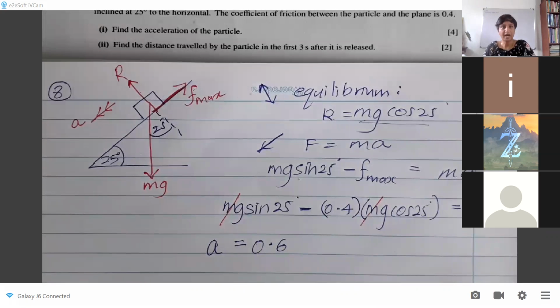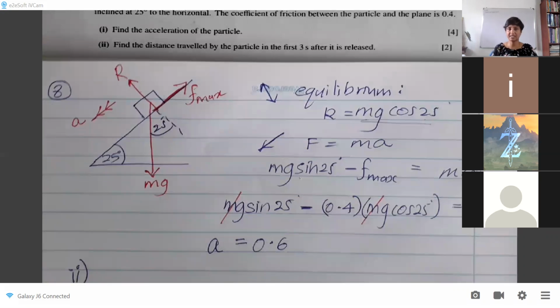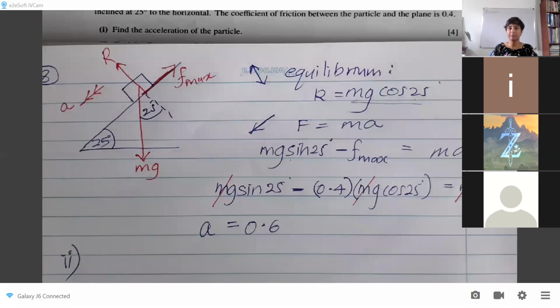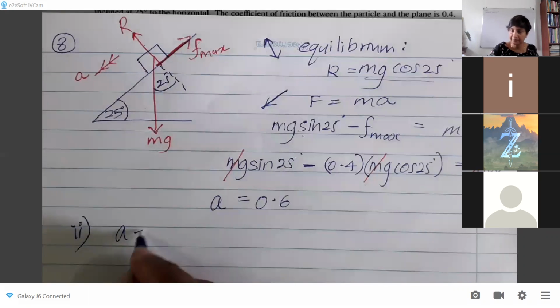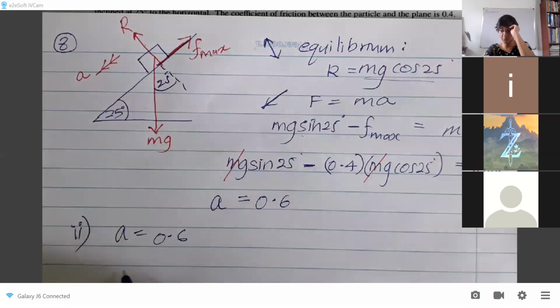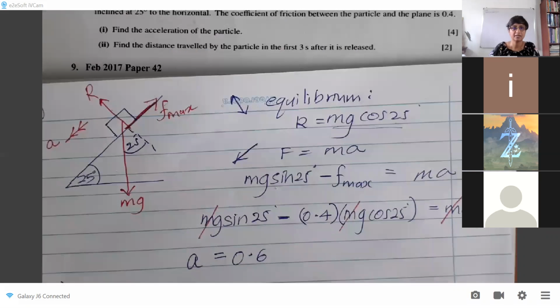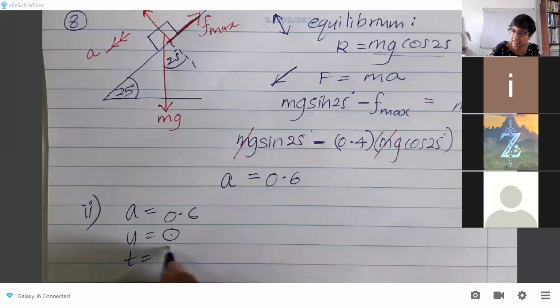Okay. Part 2, find the distance traveled by the particle in the first 3 seconds after it's released. So this is to do with equations of motion. S equals ut plus half at squared. Write a list of information that you know. You know a, what you found. You know u is 0. You know time is 3 seconds. You have to find s.